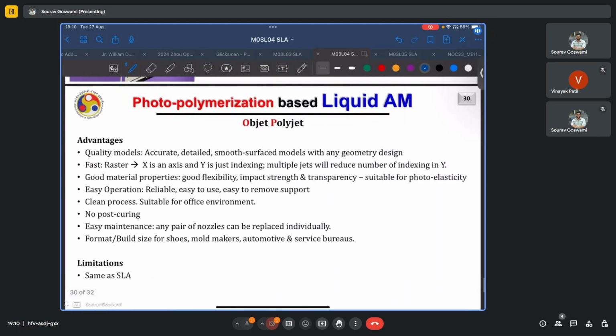You can make quality parts which are highly accurate, detailed, have a very good surface finish with any complex geometry. It is a fast process because we only use rastering along the X direction. Along the other direction, it is just indexing, that is, to cover a surface area.